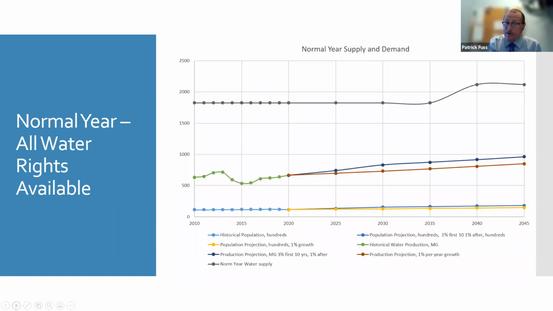So as you can see in this graph, under ordinary conditions, we have an ample water supply for our current conditions as well as projected growth. And you might have noticed the conditions have been anything but normal. So let's look at some drier periods. So the first, next slide, please.